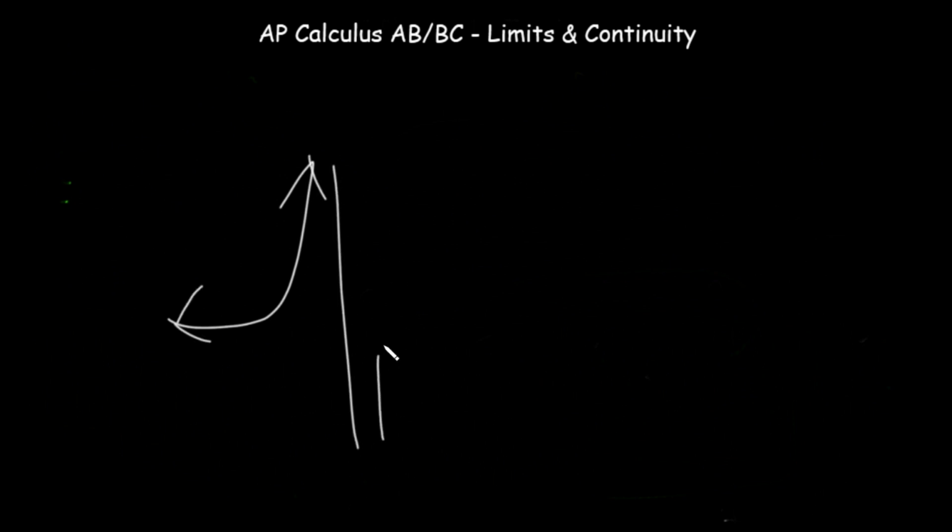Then we have infinite discontinuity, which is like vertical asymptotes in rational functions. This would be discontinuous because the limits are different on either side, and also because f of c is not defined. And even if it was going like this, even if they were both going to negative infinity or positive infinity, f of c would still not be defined, so it still wouldn't be continuous.